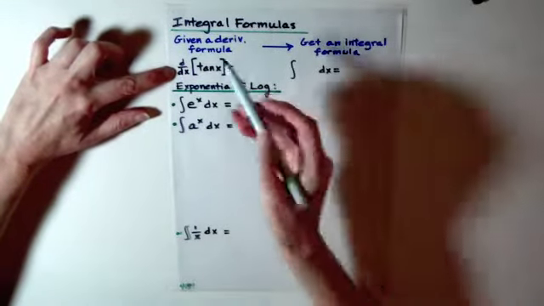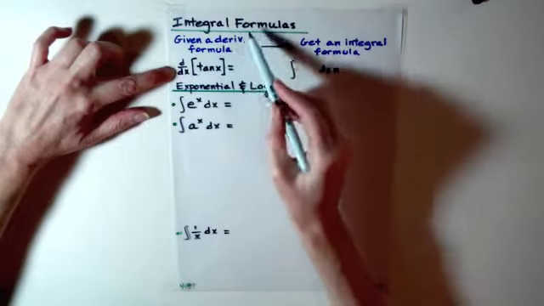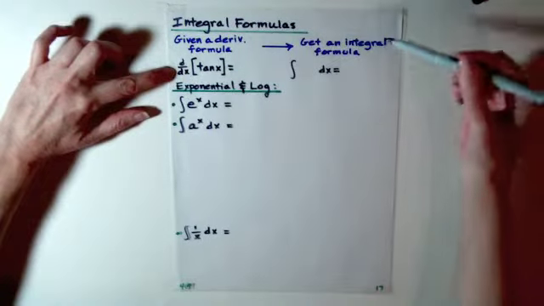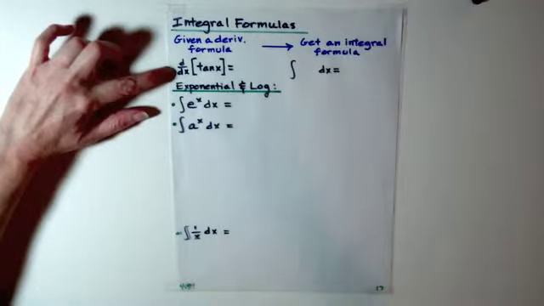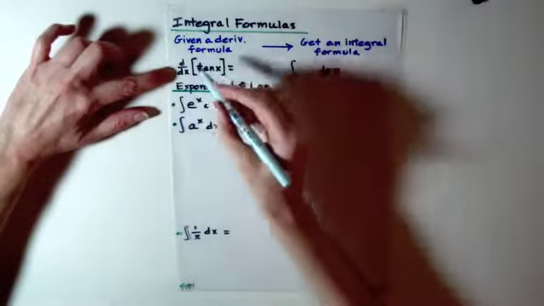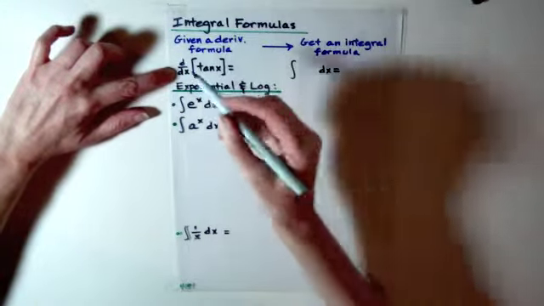So the idea is that if we're given a derivative formula, it automatically gives us a new integral formula. That's because of the relationship between integration and differentiation. Integrals are really the antiderivatives of a function, so there's that close relationship between them. Let me give you an example.